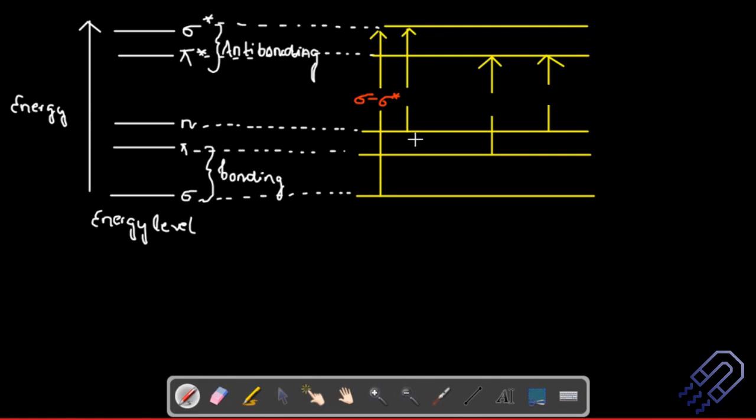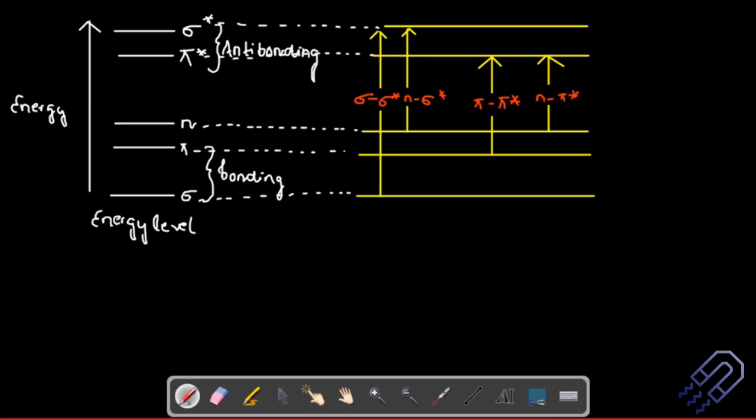And then here this is your n, and that is your sigma star. So this transition is the n to sigma star. So that's the second transition. Here what we have is nothing but pi to, this is at this level, so this is pi star. So these are the 4 transitions that we were actually talking about.